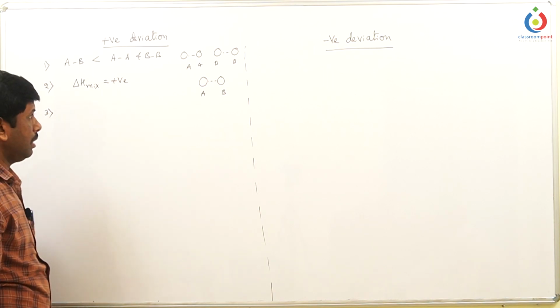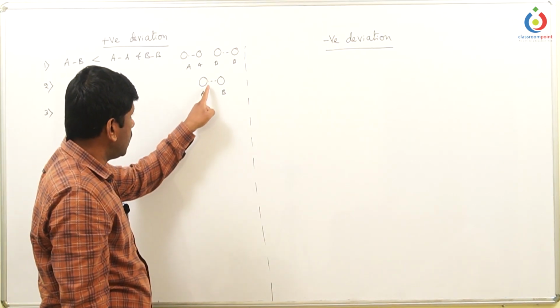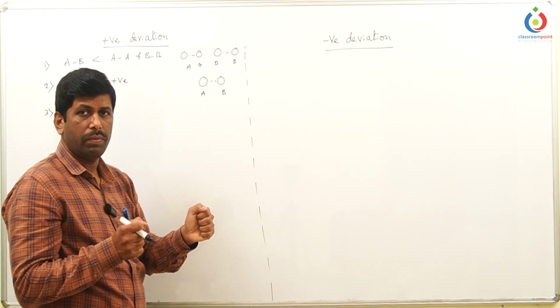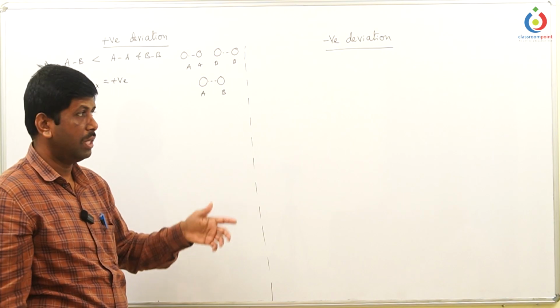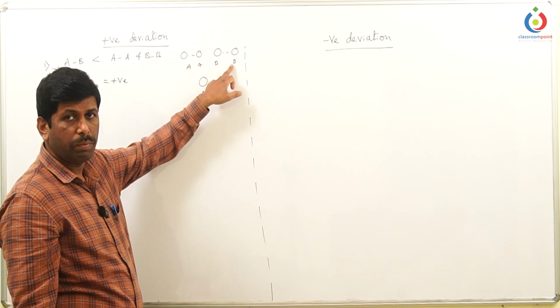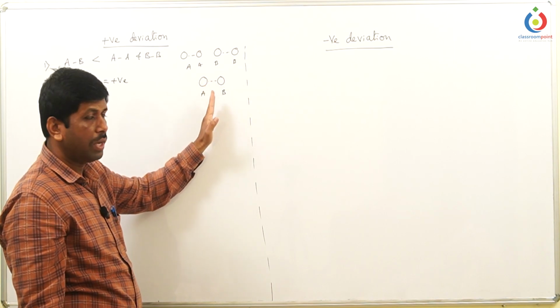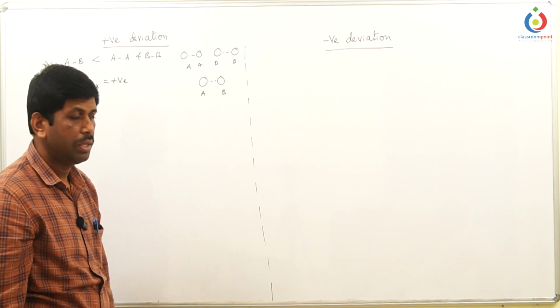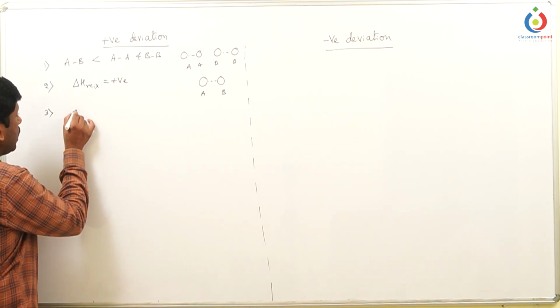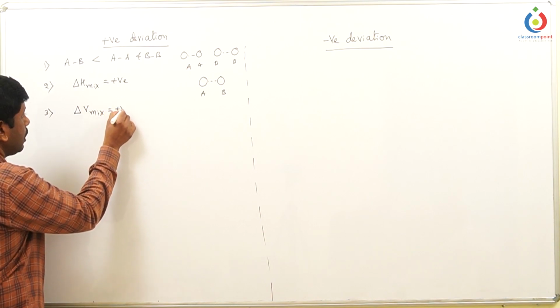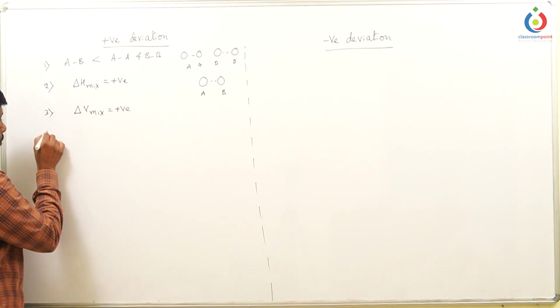Then what about the volume? Since attractions are not so strong, the molecules try to be away from each other so that the volume increases. That is what I said earlier. If 1 liter of A and 2 liters of B is taken, the volume of the final solution could be higher than 3 liters, not exactly equal to 3 liters. So here we can write down that delta V mixing is also positive.